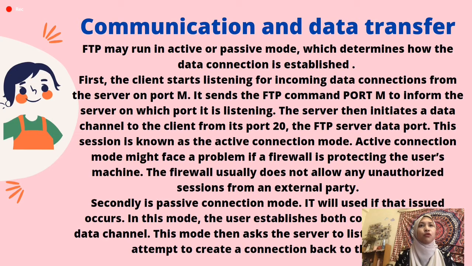Okay, let's move to communication and data transfer. FTP may run in active or passive mode, which determines how the data connection is established. First, the client starts listening for incoming data connections from the server on port M. It sends the FTP command PORT M to inform the server on which port it is listening. The server then initiates a data channel to the client from its port 20. The FTP server's data port is 20. This session is known as the active connection mode.